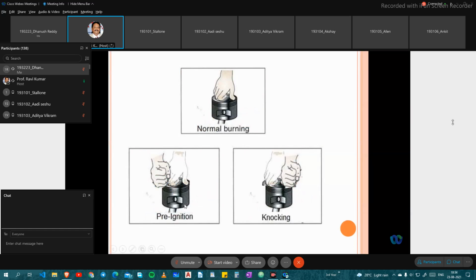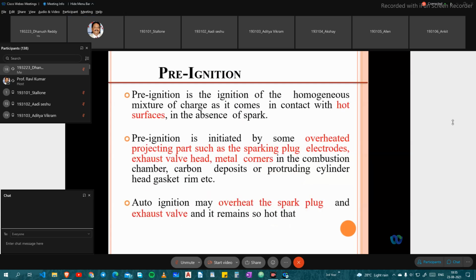And pre-ignition means, as we have just discussed, inside the combustion chamber you can have temperatures and all, and there you are going to get a pre-ignited mixture. The homogeneous mixture is what this pre-ignition happens to. Now we'll discuss in detail. Pre-ignition is the ignition of a homogeneous mixture of charge as it comes in contact with a hot surface in the absence of spark. I already told you, pre-ignition is the ignition of the homogeneous mixture of charge as it comes into contact with a hot surface in the absence of spark.